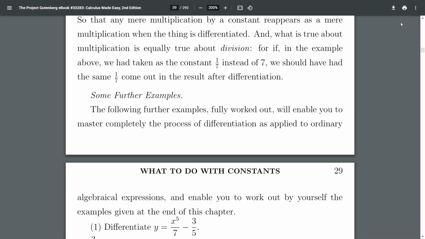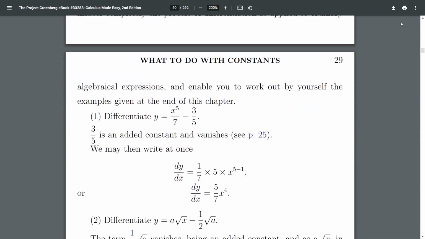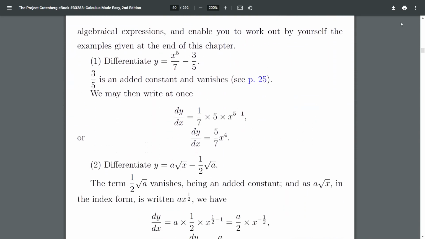Some further examples. The following further examples fully worked out will enable you to master completely the process of differentiation as applied to ordinary algebraic expressions, and enable you to work out by yourself the examples given at the end of this chapter. 1. Differentiate y is equal to x to the power 5 over 7 minus 3 over 5.